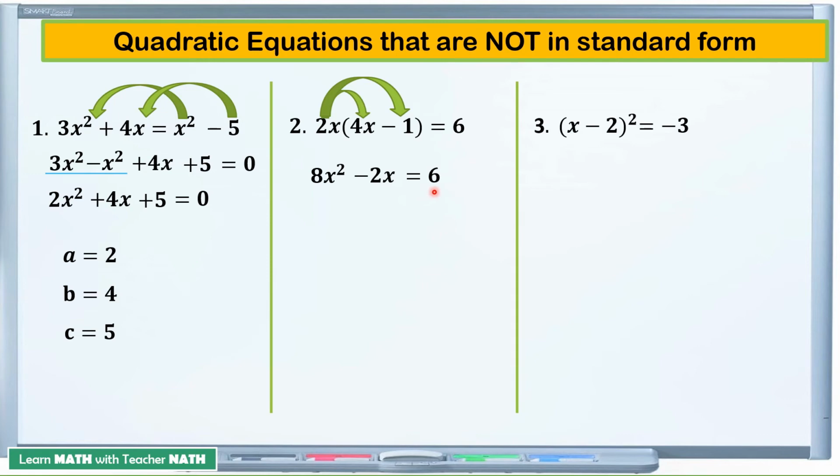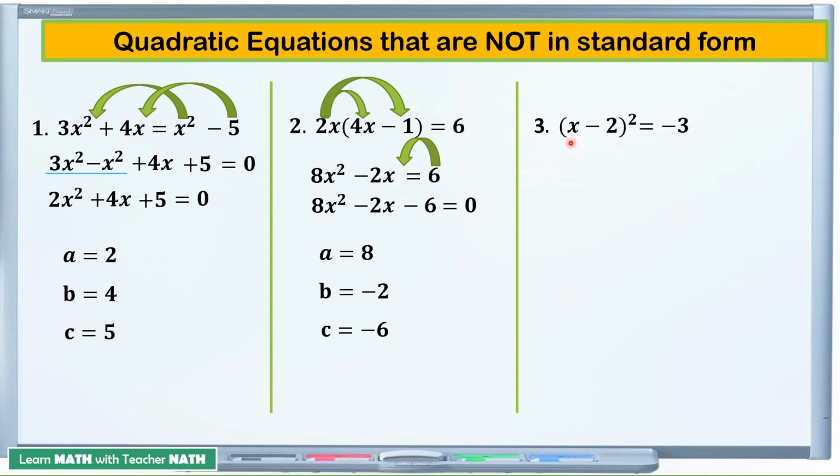Next thing to do is we're going to transpose this 6 to the other side. So first, we're going to copy these two terms, 8x squared minus 2x. Then 6 will be transposed and it will become negative 6. And wala lang naiwan dito sa kabilang side, kaya it will become 0. So nasa standard form na tayo ng ating quadratic equation. So we can know the value of a, which is 8, the value of b, which is negative 2, and c will be negative 6.